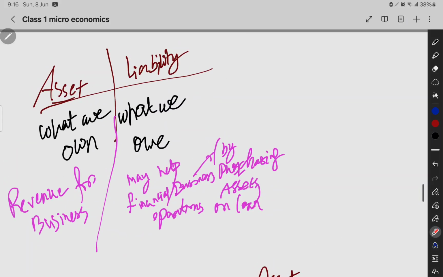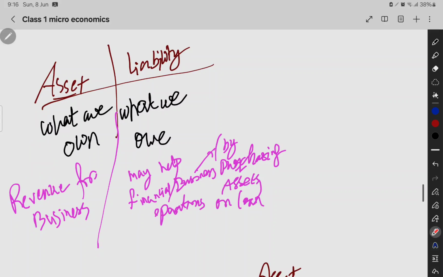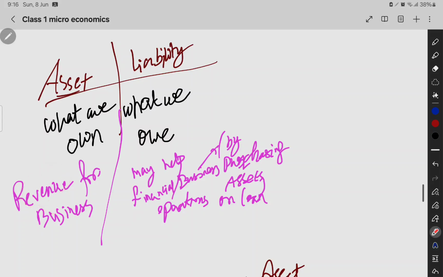One more question. What is the difference between asset and liability? Simple. What we own is an asset and what we owe is a liability. Assets are the revenue generators for business. For example, we have land, and on that land we build a factory, and that is generating revenue for our business. The factory is also our asset. So an asset is something that generates revenue for our business, and that we own.